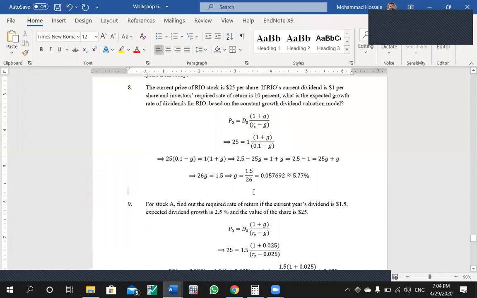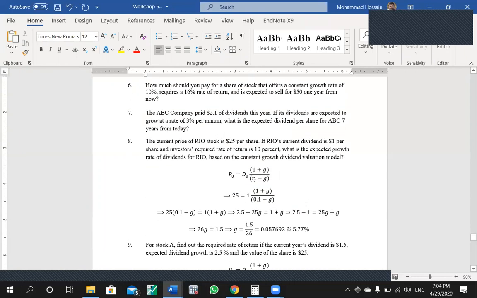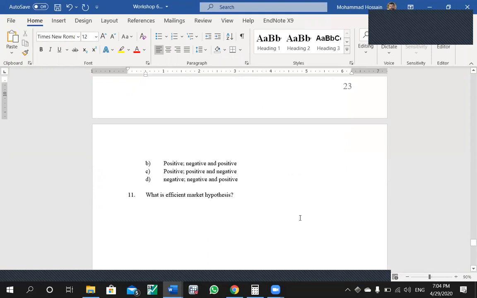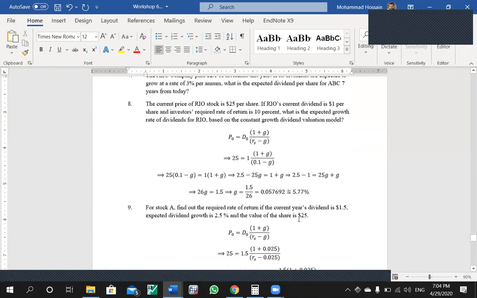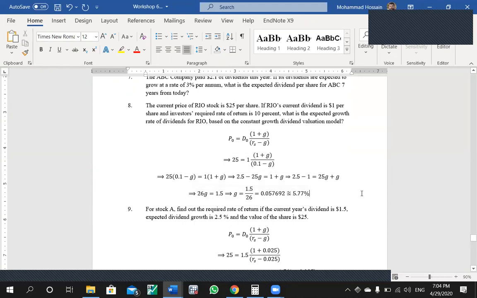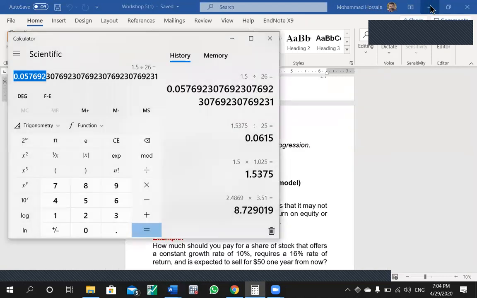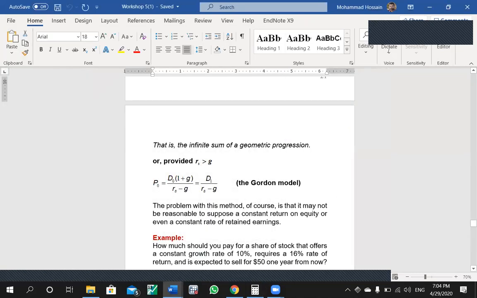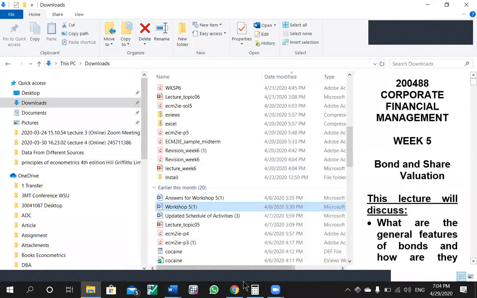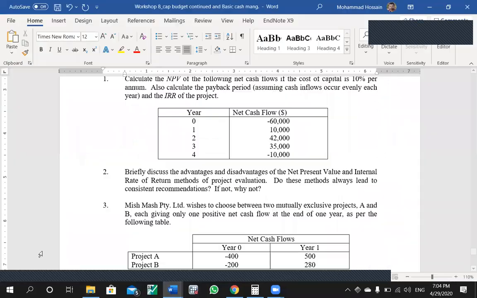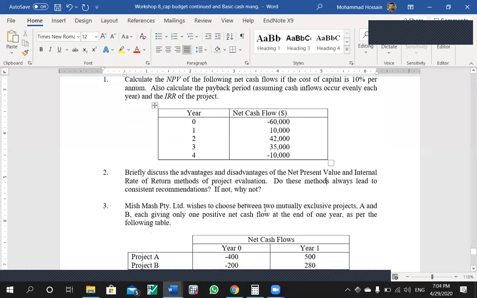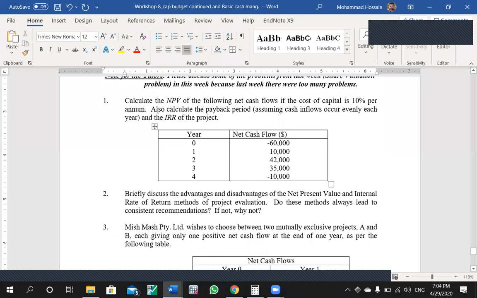So that was the thing we had from last week. Questions 8, 9, 10, 11 are efficient market hypothesis. That's the solution you have here. And this week we'll do the Gordon model. Calculate the NPV for the following net cash flow if the cost of capital is 10% per annum. Also calculate the payback period and the IRR of the project.